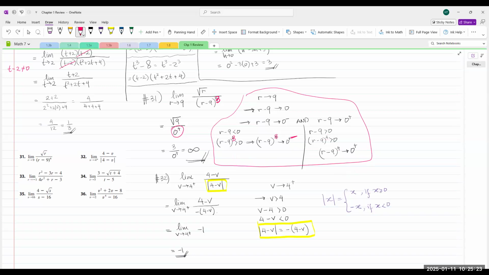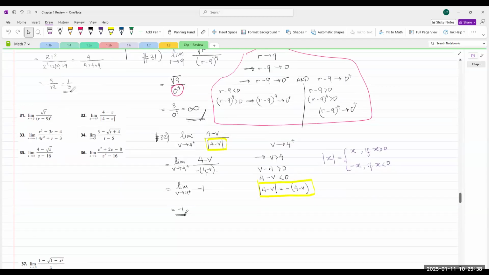Okay, now in number 53, we have absolute value. And for absolute value, we need to be a bit careful. We need to get rid of that absolute value and see what we replace that by.